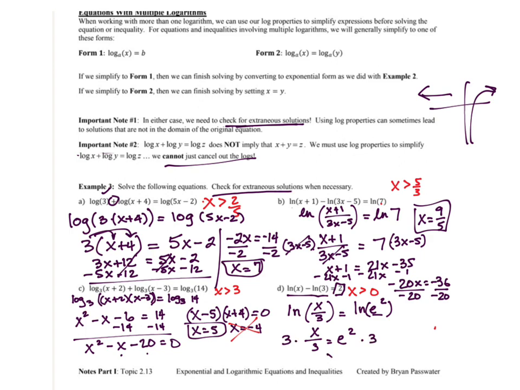x over 3 equals e squared, so x equals 3 e to the second, which is greater than 0. It's not 6. That's 12 point something. So that'd be 3 e to the second, or 3 times e to the second.